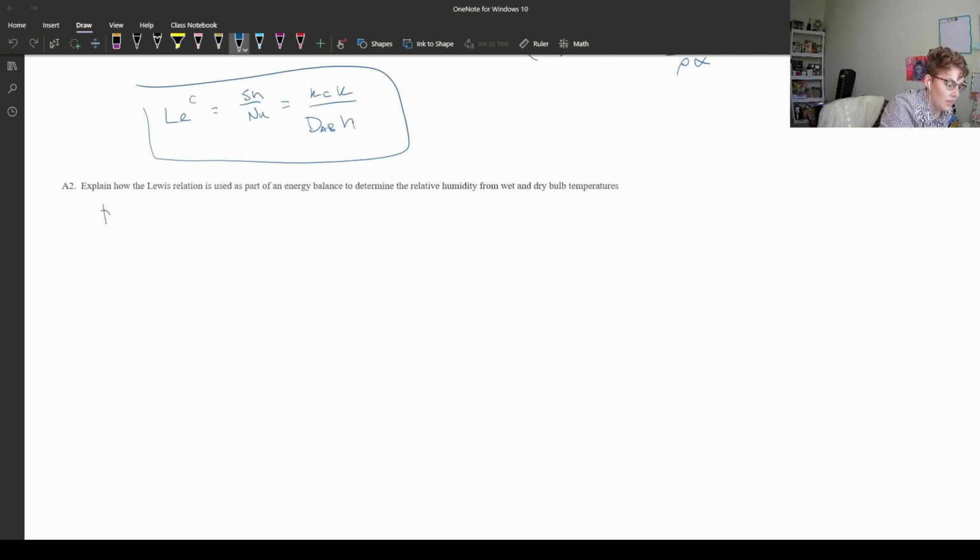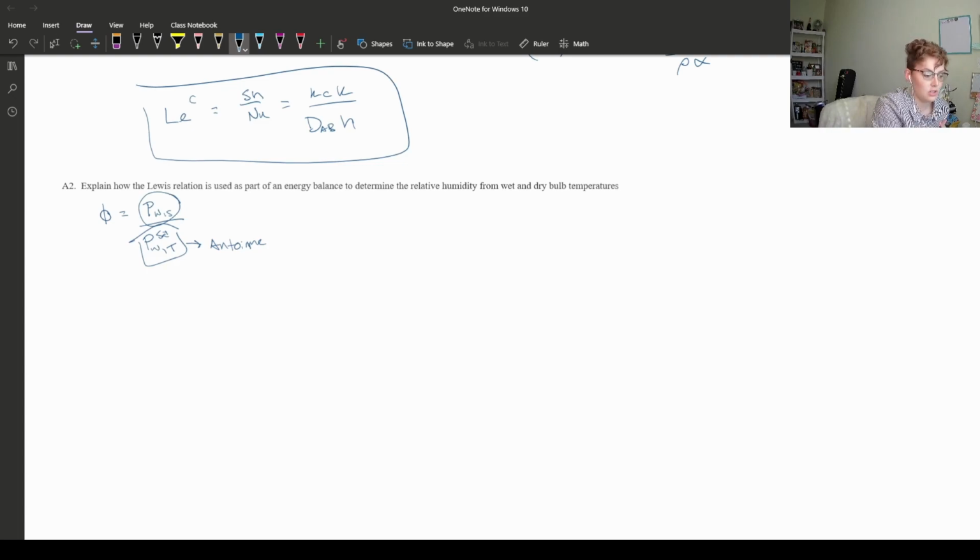The equation for relative humidity is the partial pressure of water at the surface over the saturation partial pressure of water at some given value of temperature. This number can be determined through an Antoine's equation. So what we need to do is determine this value right here.